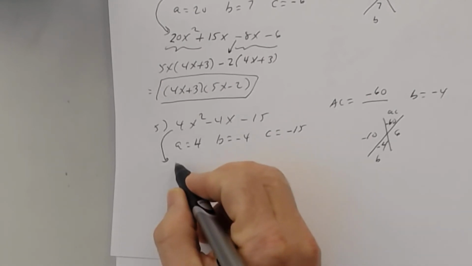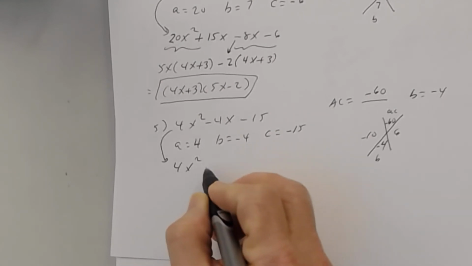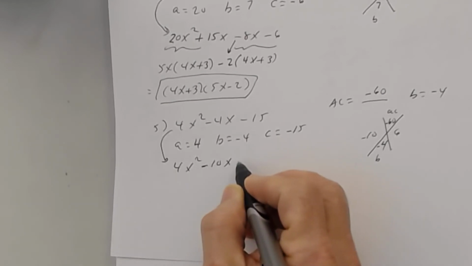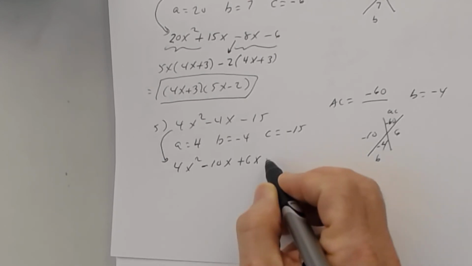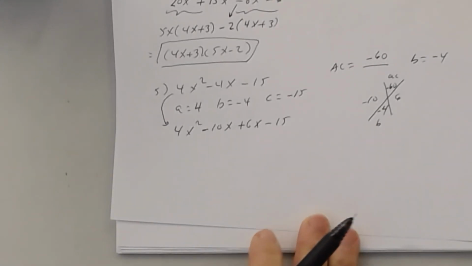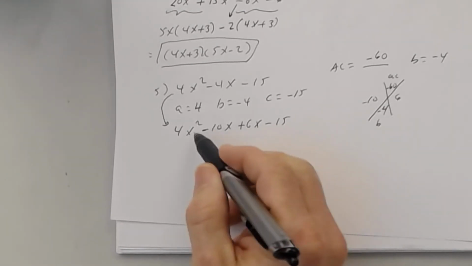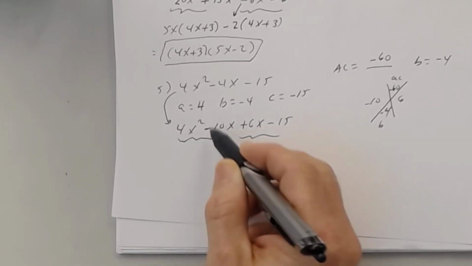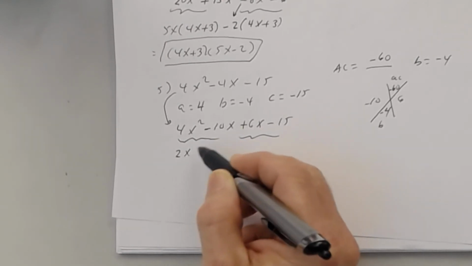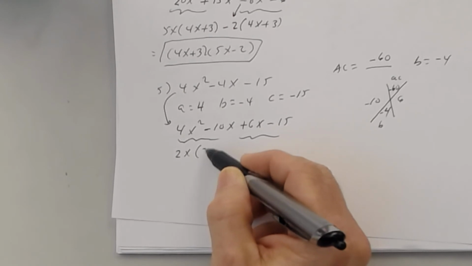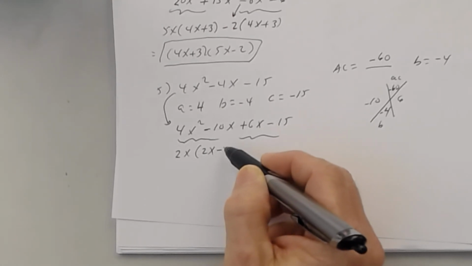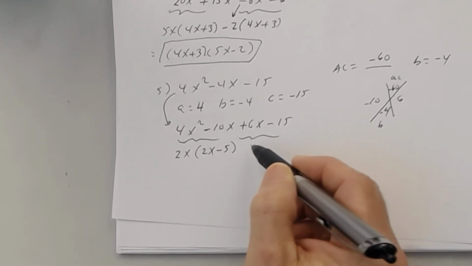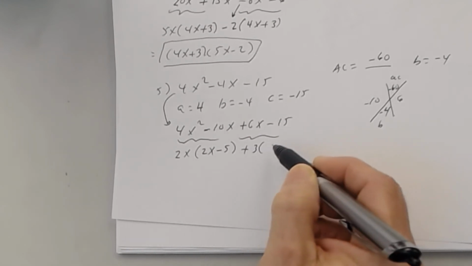You just got to rewrite this. 4x squared. How do I rewrite the middle term? 4x squared minus 10x plus 6x minus 15. All right. So now that I have my 4 terms, I can group. What can I factor out of the first group? 2x. What are you left with? 2x minus 5. Plus 3 times 2x minus 5.